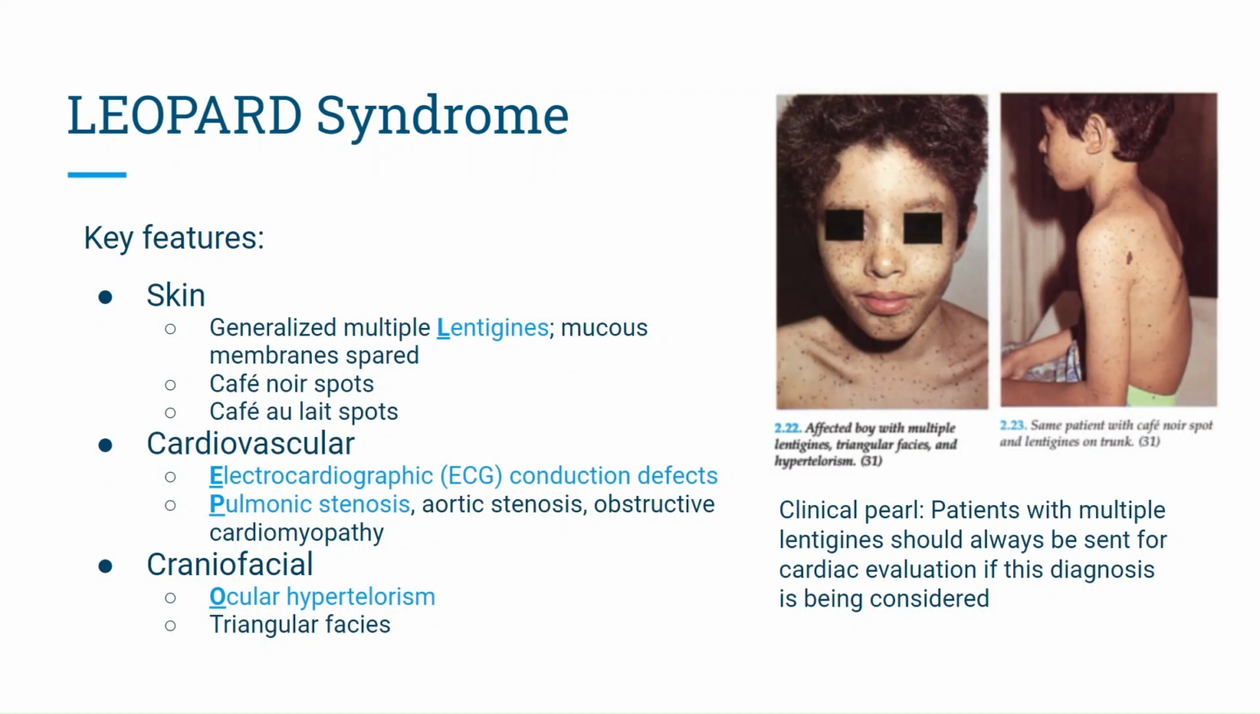Skin, you're going to see generalized multiple lentigines. Mucosal membranes often are spared. Cafe noir spots, cafe au lait spots. Cardiovascular, you're going to see EKG abnormalities. You're going to see pulmonic stenosis. You're going to see ocular hypertelorism. And look, we're even doing you a favor here. We highlighted the L, we highlighted the E, O, and the P. We're starting to spell out leopard here. Of course, clinical pearl here. If you see someone with multiple lentigines, you're going to need to send them away for a cardiac evaluation.